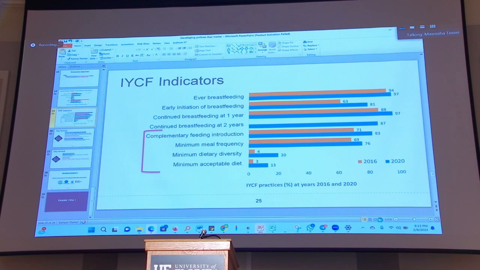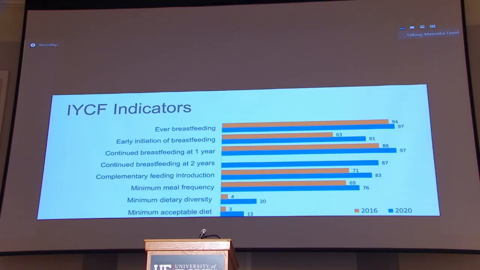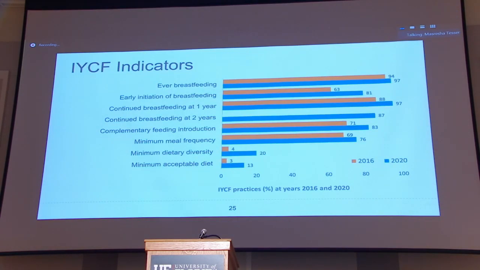When you look at the key indicators, you see the diet diversity improved from 4% to 20%, which is a great improvement. The minimum acceptable diet has also improved from 3% to almost 30%. And of course, you also see that the other IYCF-related indicators have also improved over the four-year intervention period.